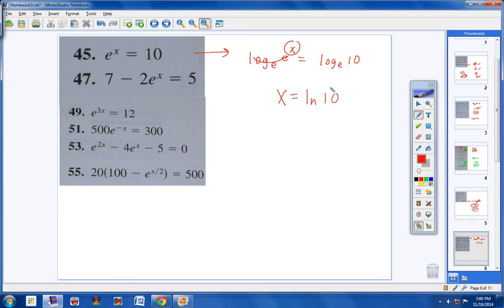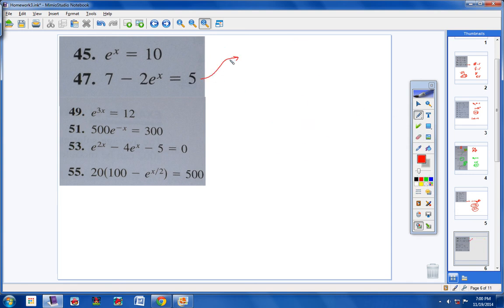So here we go. Natural log of 10 would be 2.303. And that is the correct answer. 2.303. Okay, moving on to number 47.